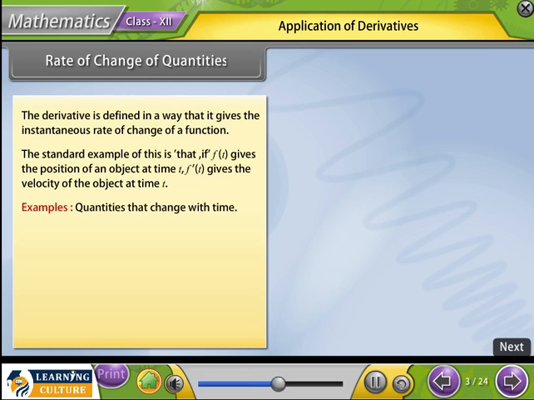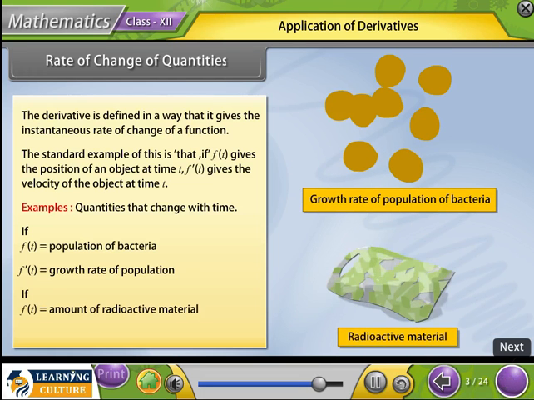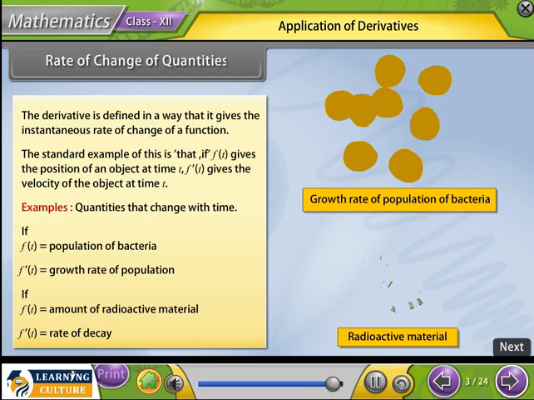Let's take some examples of quantities that change with time. If f of t is equal to population of bacteria, f dash of t is equal to growth rate of population. If f of t is equal to amount of radioactive material, f dash of t is equal to rate of decay.